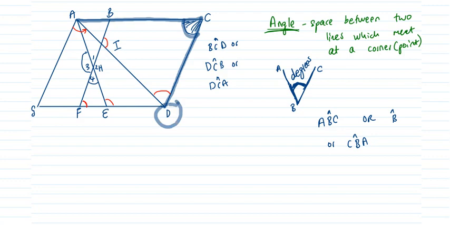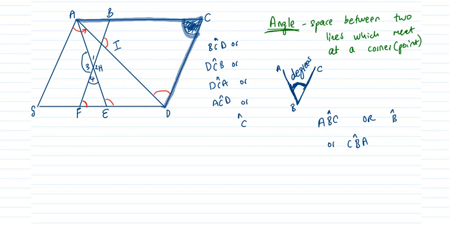So you can call it DCA, or you can also call it ACD, still to describe that angle there. You can also say ACD. That still describes this angle here. Or you can also call it just angle C, because that angle is not divided.